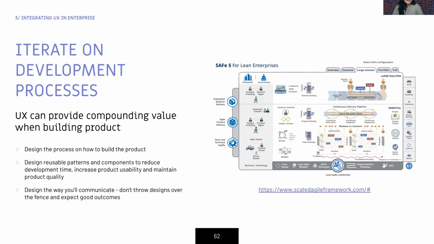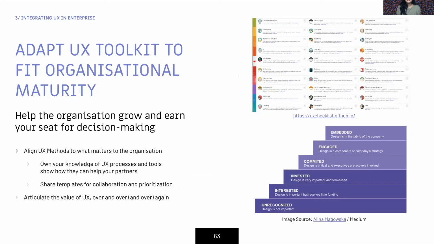And I guess the last piece of advice we're going to give you is that you need to adapt any UX toolkit that you've used in the past to fit the organizational maturity. You're only ever going to earn your seat at decision making by helping your organization grow. What that means is aligning UX methods to what matters to the organization and not being precious about following a certain UX methodology. You need to own your knowledge of UX processes and tools and show how they can help your partners. And you will definitely need to articulate the value of UX over and over and over again. But the only way that sticks in anybody's head is to see how it produces tangible outcomes for them.